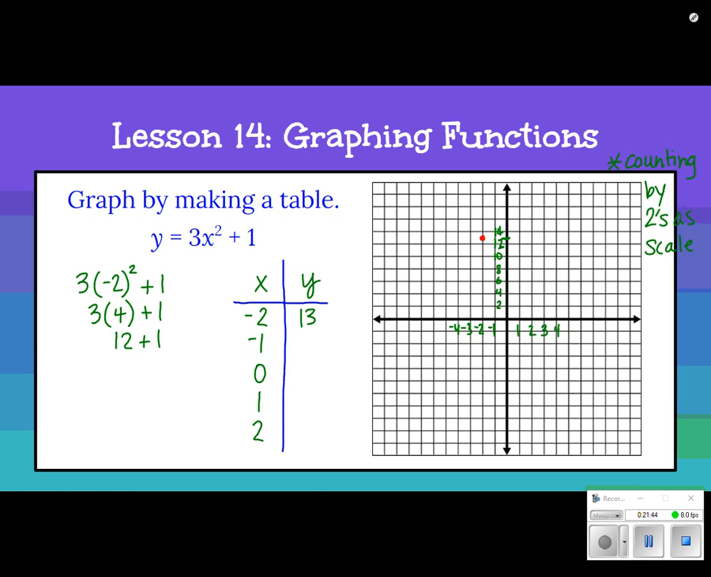All right, let's do another one. Let's plug in -1. And remember, this is just order of operations. So -1 squared is 1. 3 times 1 is 3. 3 plus 1 is 4. So now I have -1, 4.